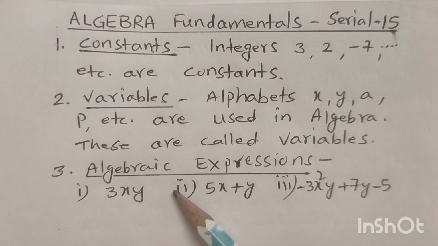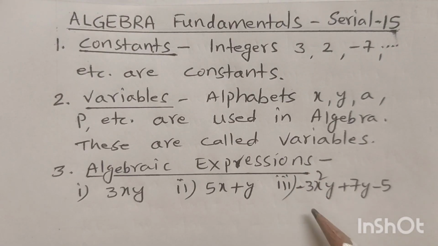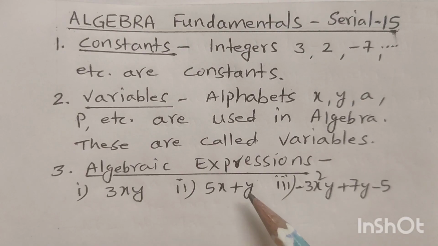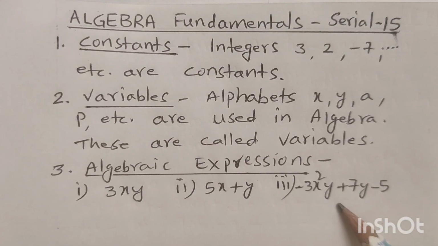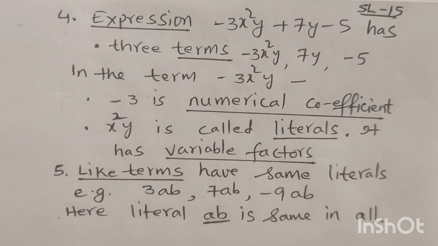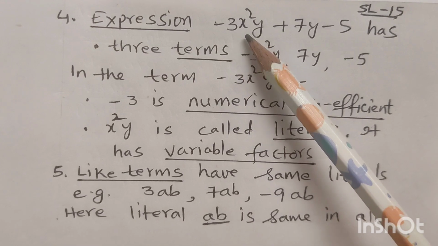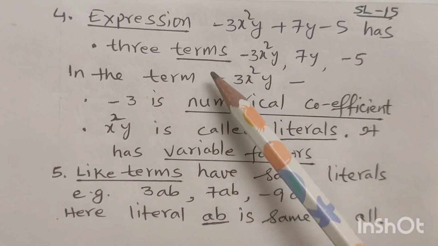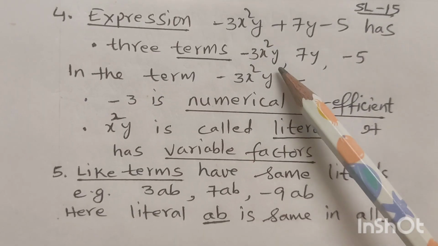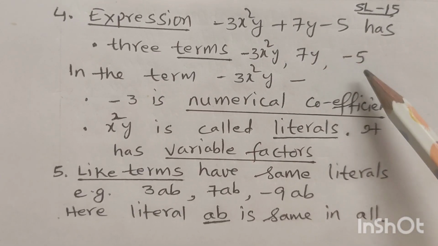In algebra we have algebraic expressions. Now there are 3 examples here of algebraic expressions. This has 1 term, this expression has 2 terms which are 5x and y, and this expression has 3 terms. This expression has 3 terms, namely minus 3x square y, 7y and minus 5.